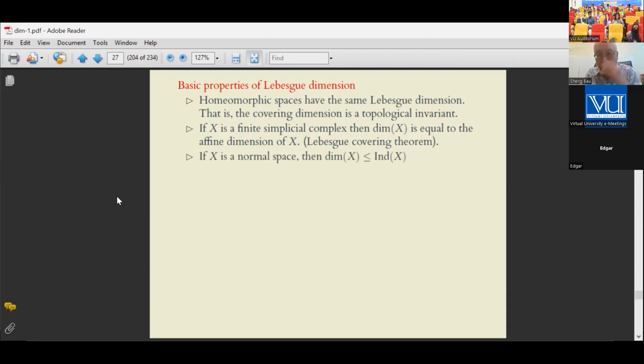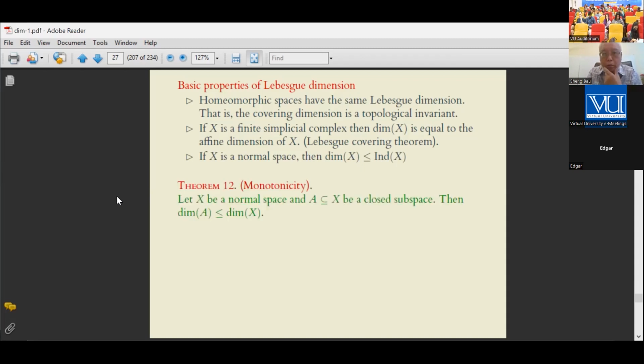Normal space, then Lebesgue dimension is at most the upper inductive dimension. Monotonicity is true. And I included the proof, and I'm not going through it. The most important definition of a dimension of a topological space is Lebesgue dimension, and it is monotonous. Some people pronounce this word as monotonic, which I don't really want to use because I always use monotonous, the French way of saying instead of the German way of saying.